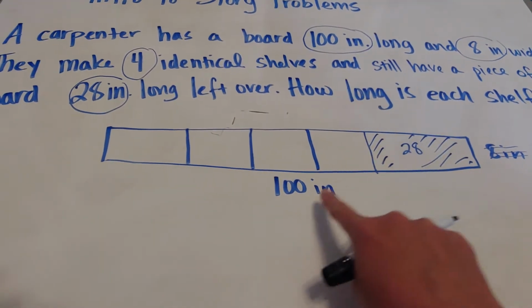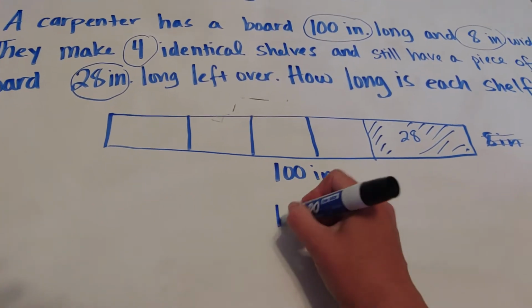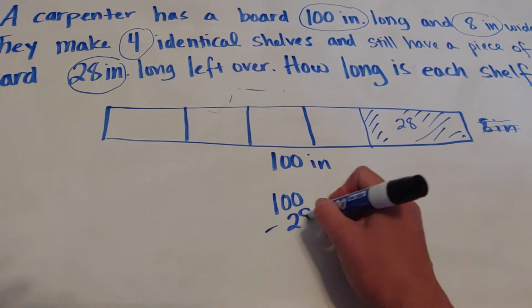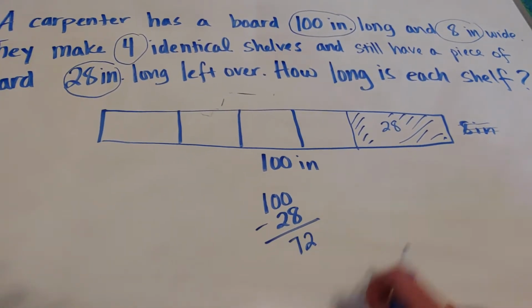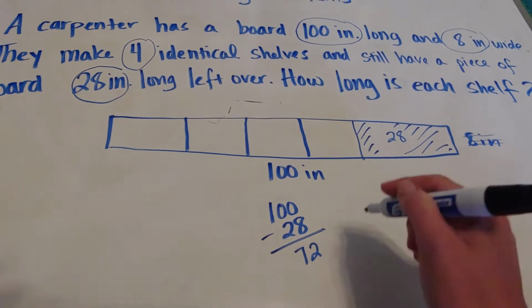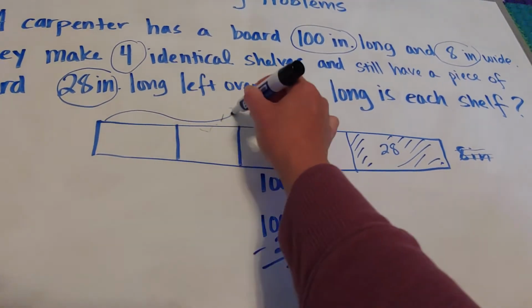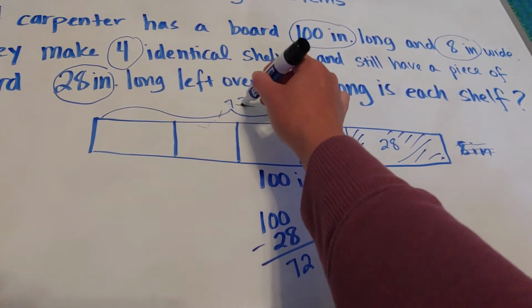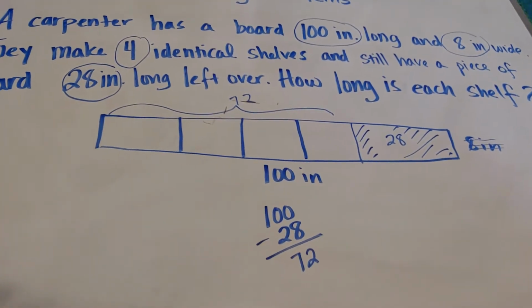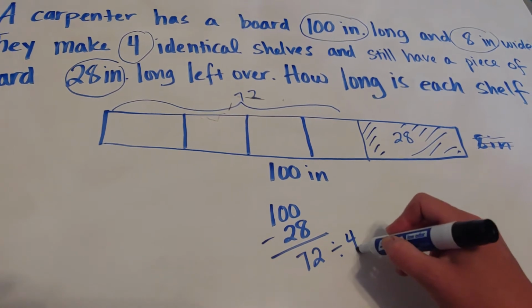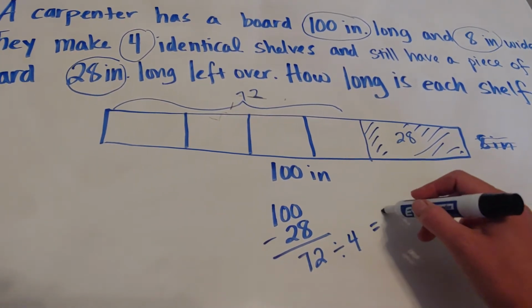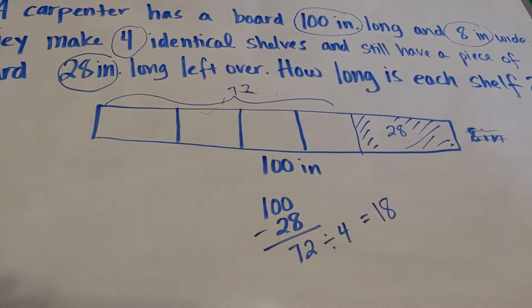If we subtract 28 from 100, I believe I get 72. And then that 72 is representing this. And I want it in 4 equal bits. So if I take 72 and divide it by 4, I believe I'm going to get 18.